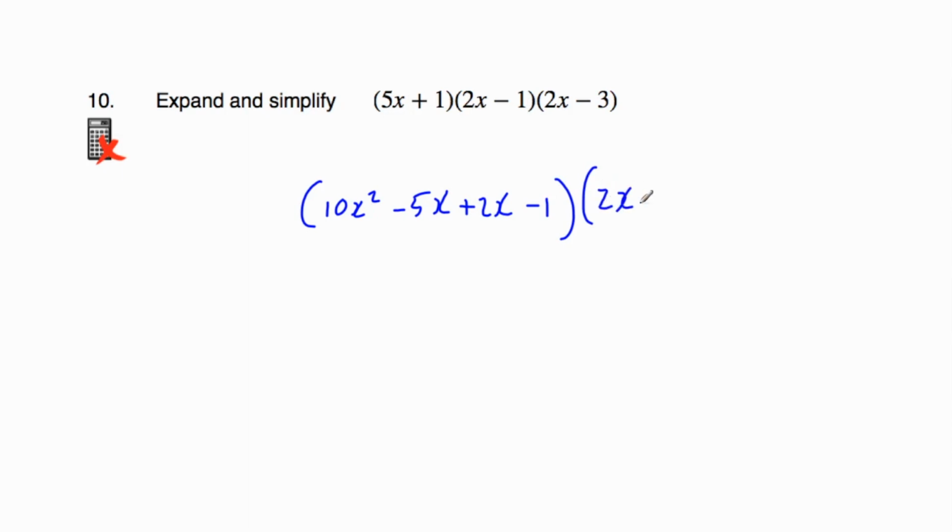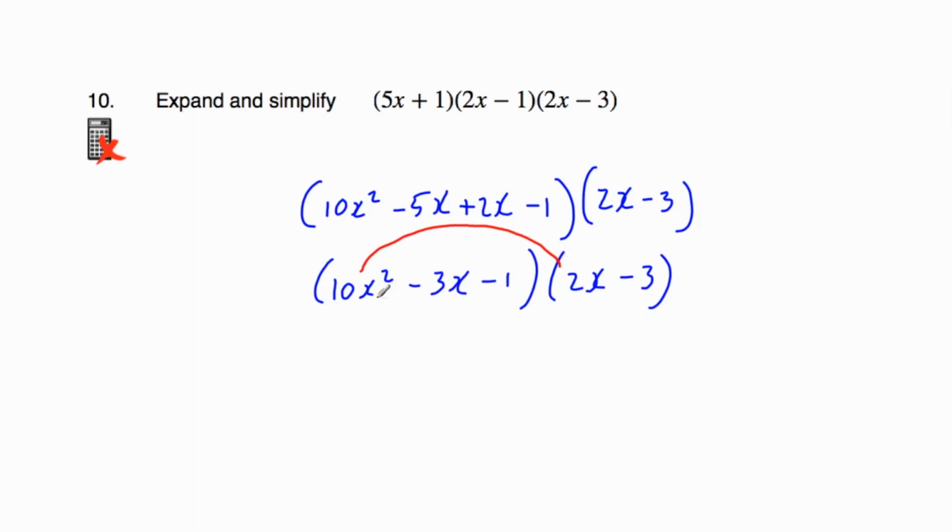And then we've got 2x minus 3. And then simplifying this, we've got minus 5x plus 2x, that's going to be minus 3x. So we'd have 10x squared minus 3x minus 1 times by 2x minus 3. Now we need to expand these brackets and see what we get. So to start off with, we've got 10x squared times 2x. Well, 10x squared times 2x would be 20x cubed. We then get 10x squared times minus 3. Well, 10 times minus 3 is minus 30, so it's going to be minus 30x squared.